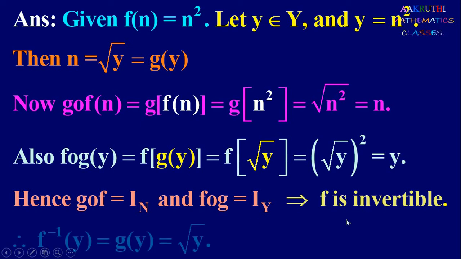Therefore f is invertible and f inverse of y is g of y equal to root of y. Therefore the inverse of the given function is root y. So since there exists a function g such that g composite f is i_N and f composite g is i_Y, f is invertible and f inverse is given by g of y equal to root y.